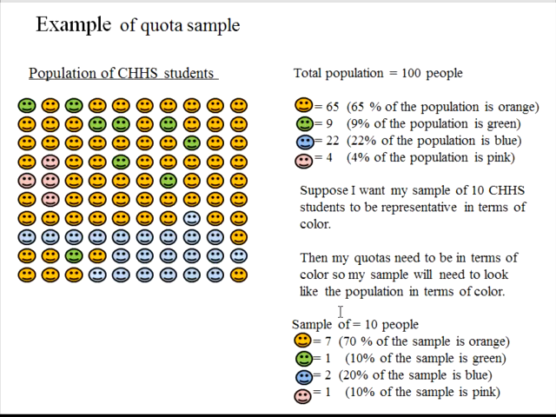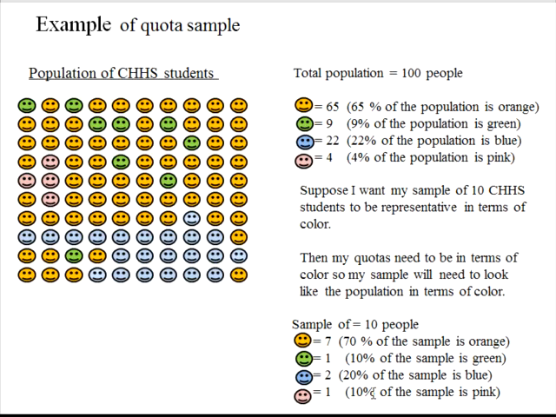And I got 7 orange, 1 green, 2 blue, and 1 pink, right? So this distribution in my sample is pretty close to that of the population. So this sample is representative in terms of color, but not in all other characteristics, right? Just in terms of color.